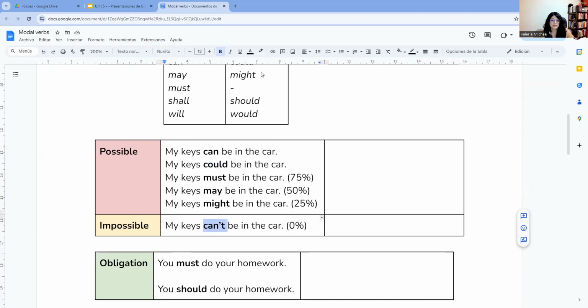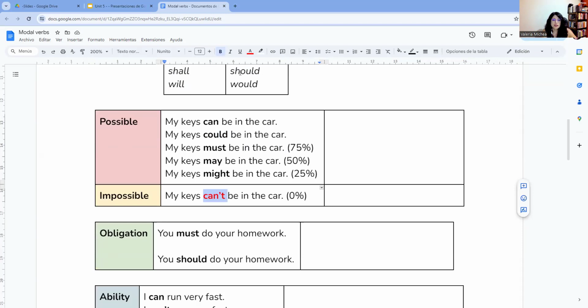So if I say, my keys can't be in the car, it's because I know it is not possible. I didn't even take them to my car, so they can't be there. But they could be in my wallet, for example. I don't know. So it depends on the context.